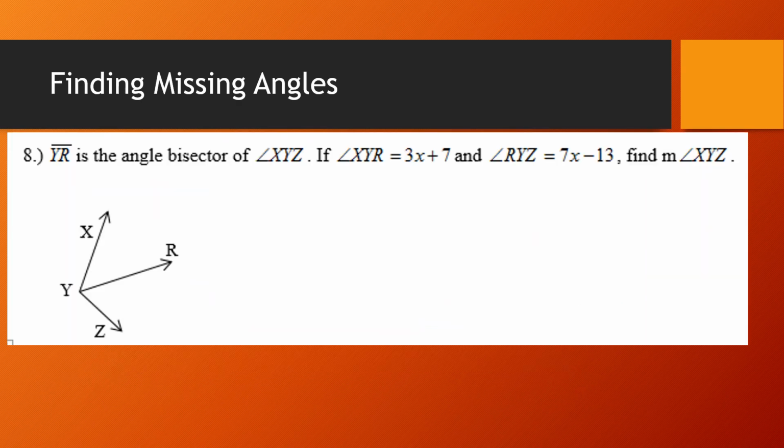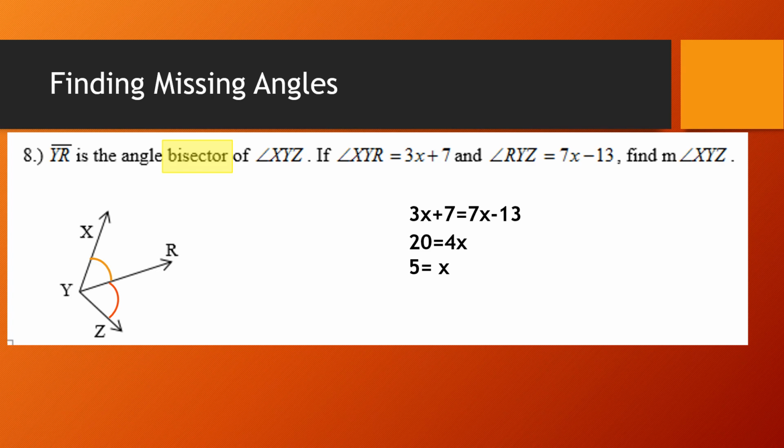Okay, the next one we're using some vocabulary. So ray YR is the angle bisector. Underline that word bisector. That's like a huge hint of what to do. They're letting you know that those two pieces are congruent. When it says bisector, we know because of the definition that it is creating two congruent angles. Therefore, we know that those two angles can be set equal to solve for x.